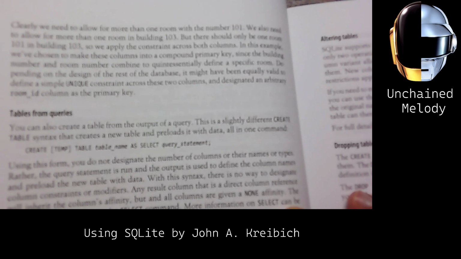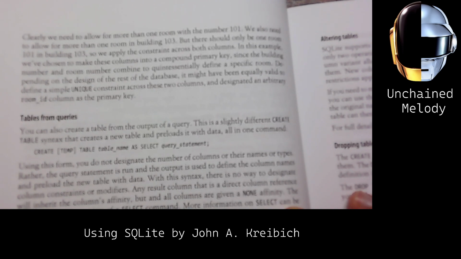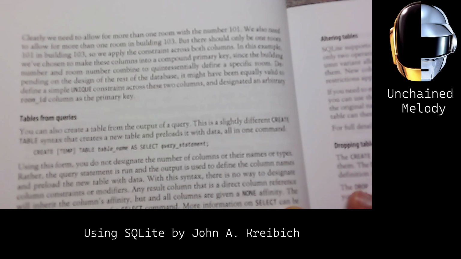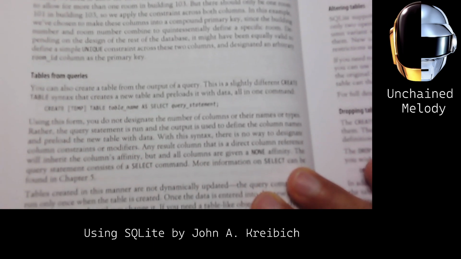In this example, we have chosen to make these columns into a compound primary key, since the building number and the room number combine to quintessentially define a specific room. Depending on the design of the rest of the database, it might have been equally valid to define a simple unique constraint across these two columns and designate an arbitrary room ID column as the primary key.